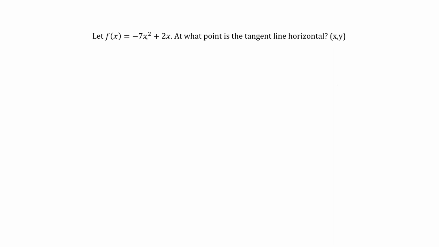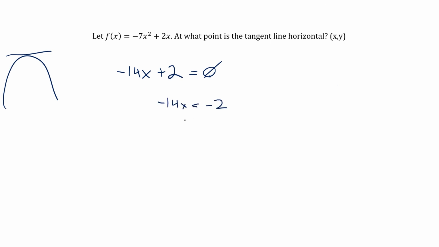That's what they want. So our derivative is negative 14x plus 2, based on just using power rule. We're going to set this equal to 0 to find where the tangent line is horizontal. It's only going to be in one place because this is linear. And that makes sense. This is a parabola. It's only going to have one hump. We solve, we get negative 14x equals negative 2. X equals negative 2 over negative 14. X equals 1/7.